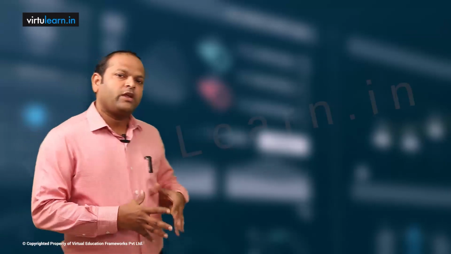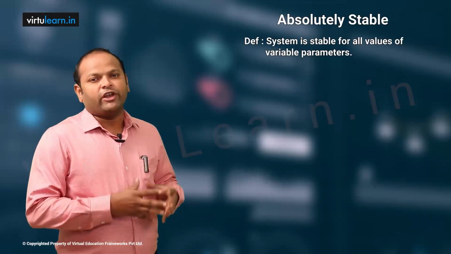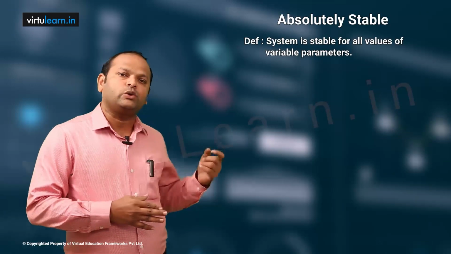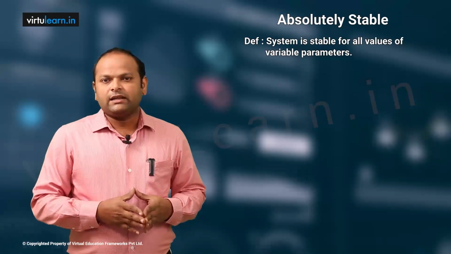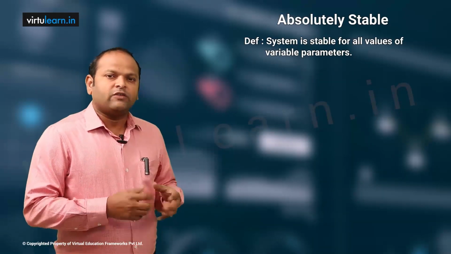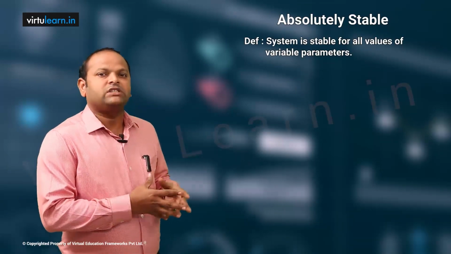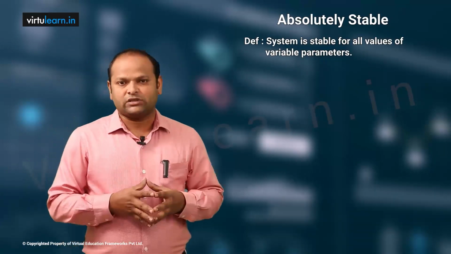A system is said to be absolutely stable if the system is stable for all the values of variable parameter k from 0 to infinity. So generally in any system, k is taken as a variable parameter. Therefore, for all the values of k, if the system is stable, then we say the system is absolutely stable.